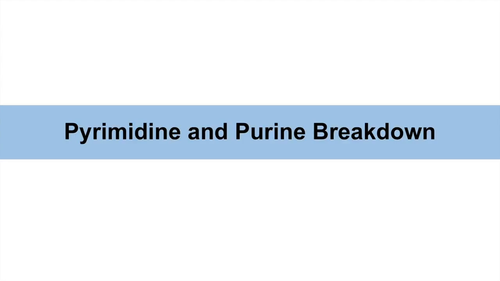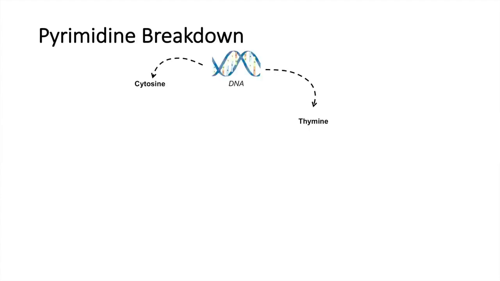And finally, I'll talk to you guys about some drugs that we can use to actually treat some of these problems. So just briefly, what happens to pyrimidines? How are they broken down? Now, as I mentioned before, cytosine and thymine are part of DNA, and once DNA is degraded, you get a release of cytosine and thymine.